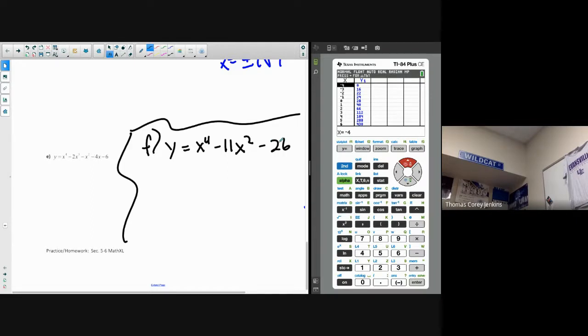Okay, so let's go ahead and look at our graph. And we're going to see why this one is a little bit trickier. So x to the 4 minus 11x to the 2 minus 26. Sorry, minus 26.